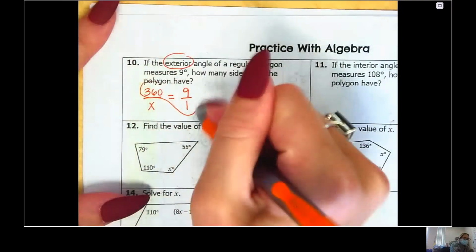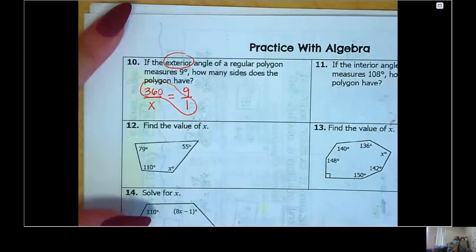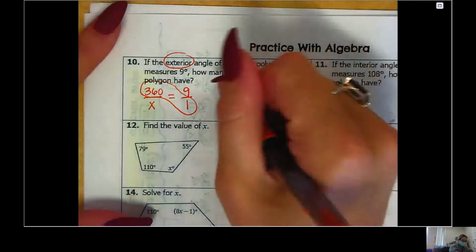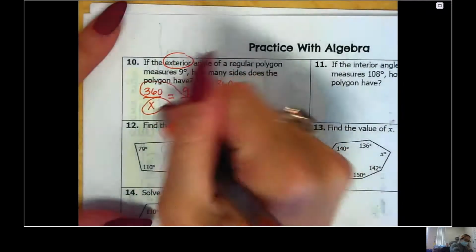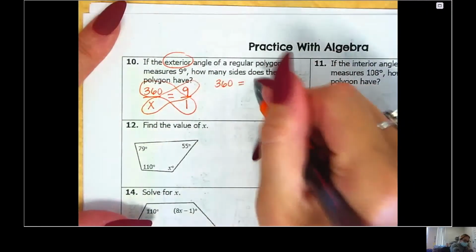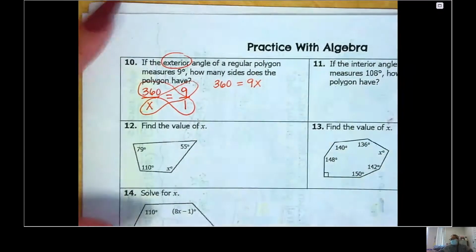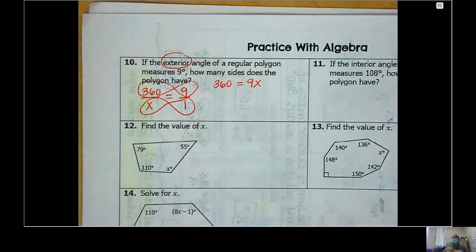So 360 times 1 is 360, and then 9 times x is 9x. Easy peasy stuff. One step, which is to do what? Divide by 9.